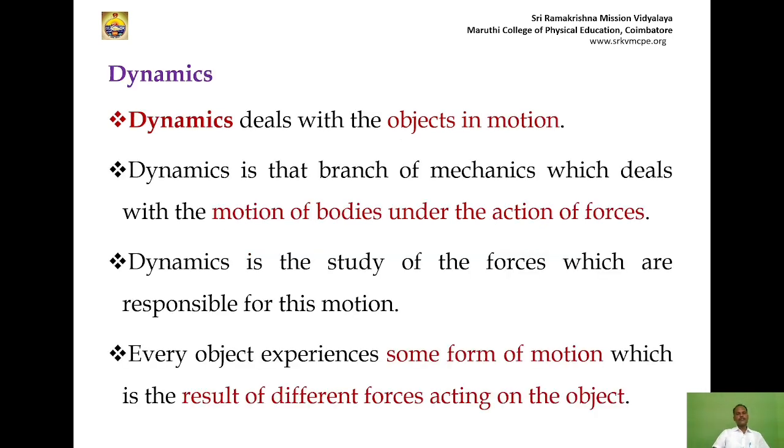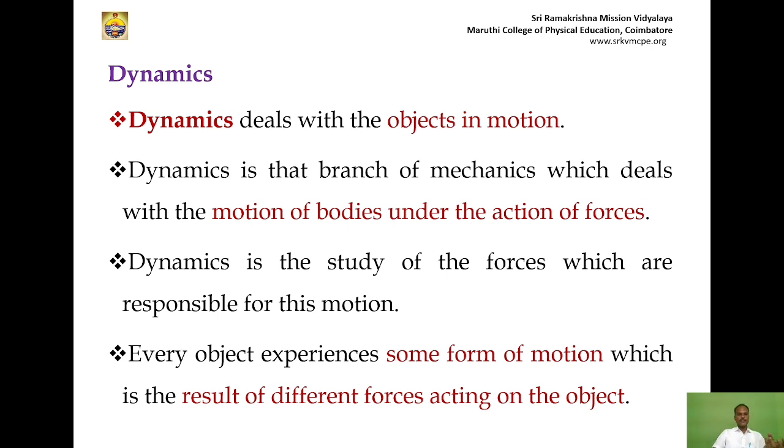So what is the meaning of dynamics? Dynamics deals with objects in motion. So some object is moving. Which is the main role for the movement? We will study about this. That is called dynamics. Dynamics is that branch of mechanics which deals with the motion of bodies under the action of forces. So a body is at rest because of force. The body moves, that is also because force is applied. So with the help of force, the body is moving. That is called dynamics.